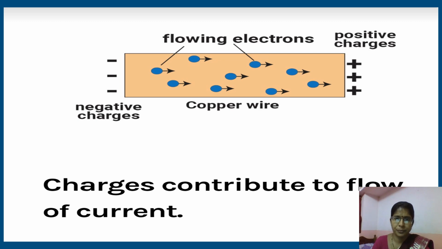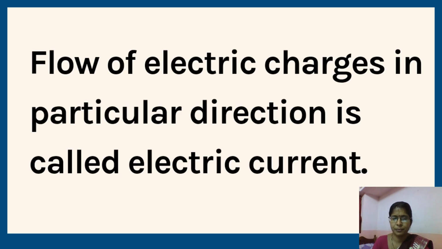You can see here in the picture, which I have explained, when the wire is connected to a battery, electrons are flowing from the negative terminal towards the positive terminal, and this charge contributes to the flow of current. When the electrons are moving towards the positive end of the battery, this ordered motion can create a flow of current. The flow of electric charges in a particular direction is called electric current.